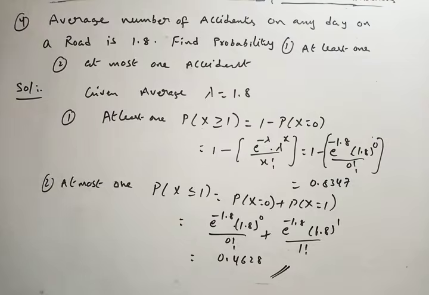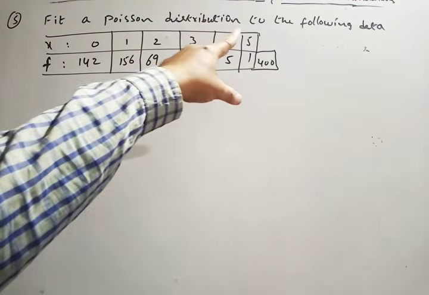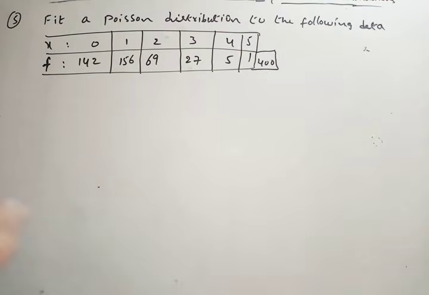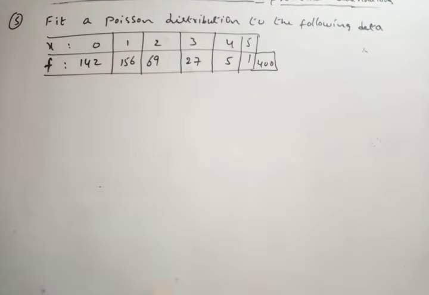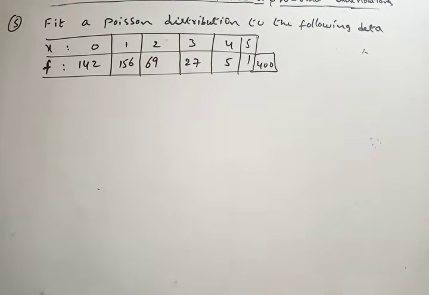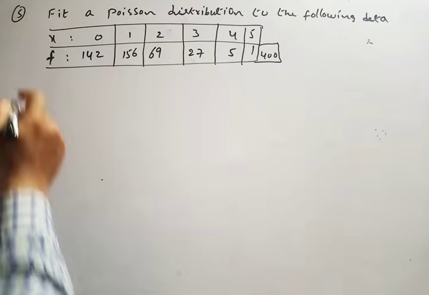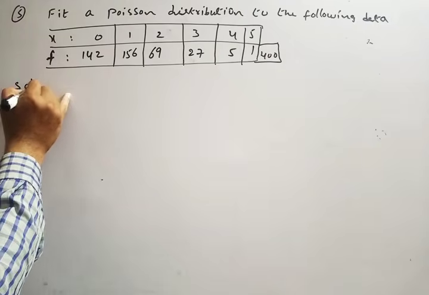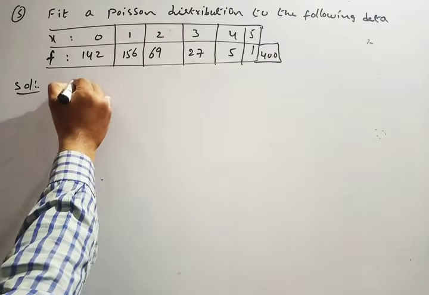Next, a very important problem. Fit a Poisson distribution to the following data. Previously we did a problem on fitting a binomial distribution, and this is a similar problem. We have to fit a Poisson distribution. To fit a Poisson distribution, what do we need? We need the lambda value. So what is lambda here?